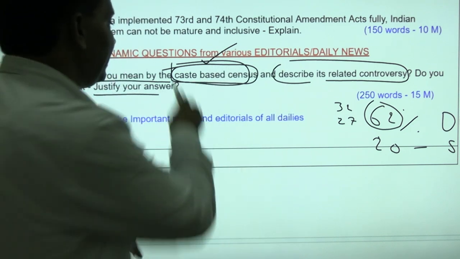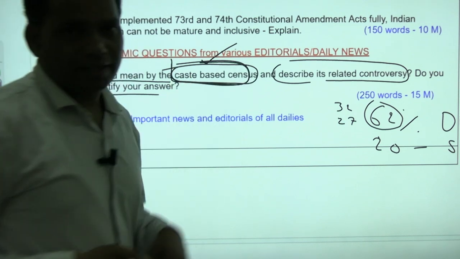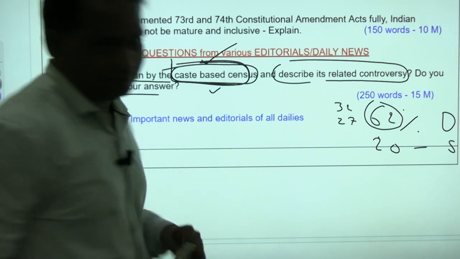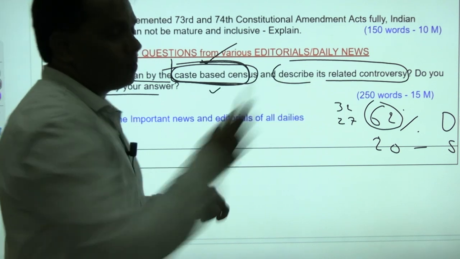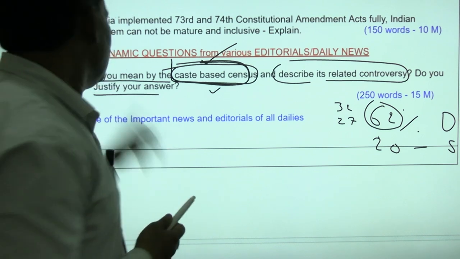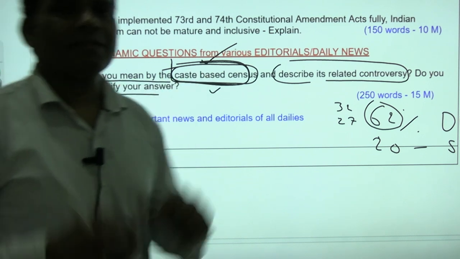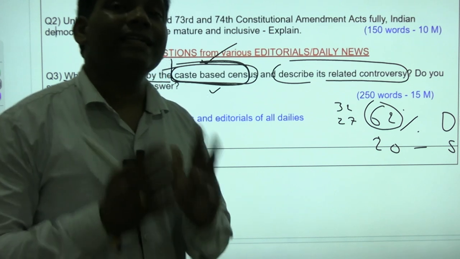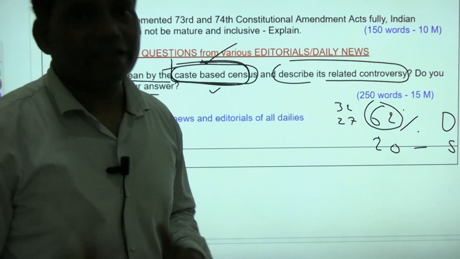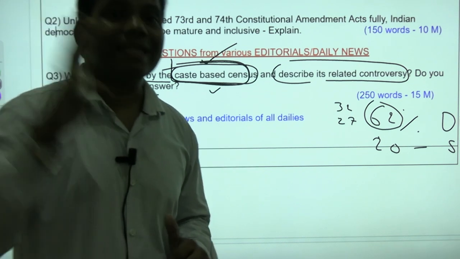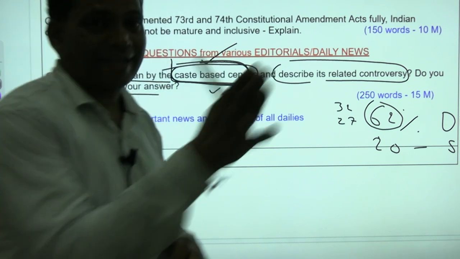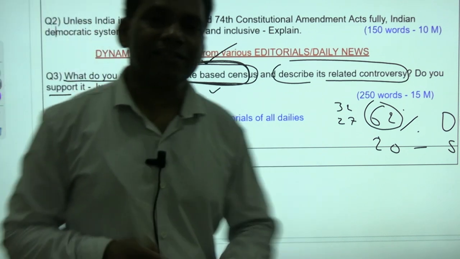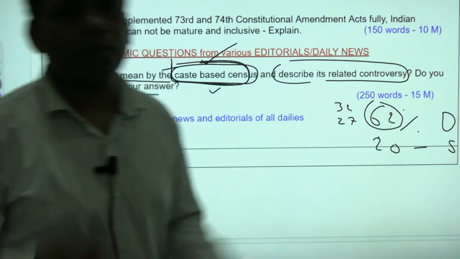So it may create some seismic shift in the Indian political system once this caste-based census is conducted and released, mostly related to the OBC population, the backward caste population. So what do you mean by a caste-based census? A caste-based census is a census which can include a questionnaire to enumerate the population according to caste, especially OBCs. So far SCs and STs are counted, but the remaining castes are not available in India.